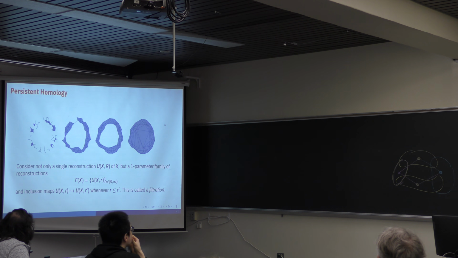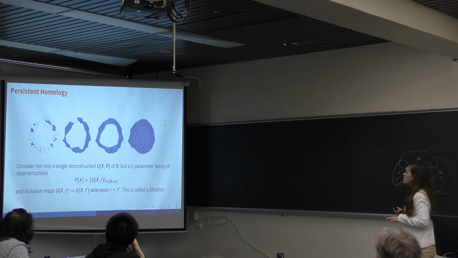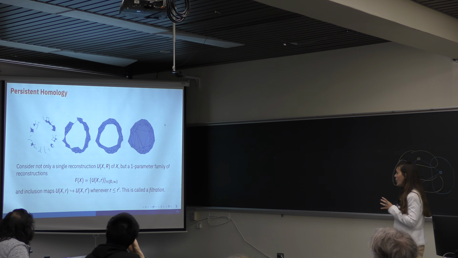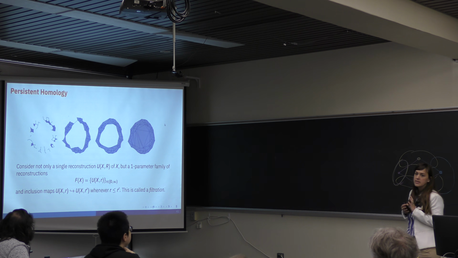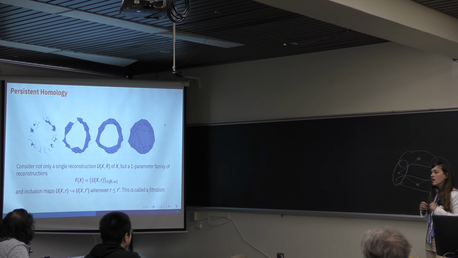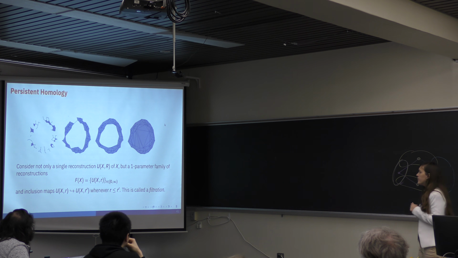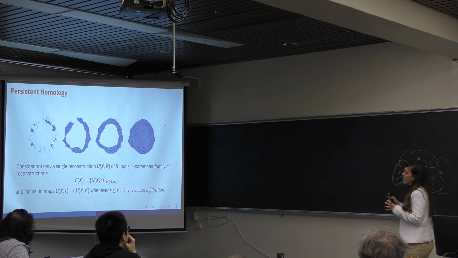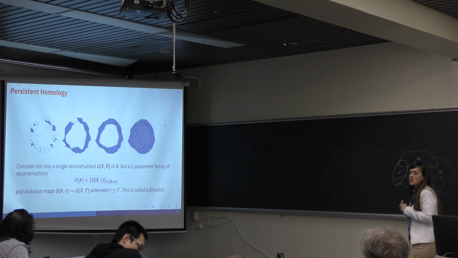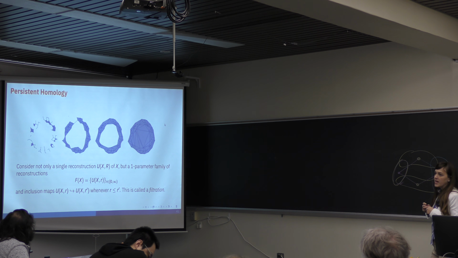So the idea is that instead of taking just a single r, we observe the entire one-parameter family of these reconstructions, and we have inclusion maps for every pair of spaces whenever r is less than or equal to r prime. And this is called a filtration.